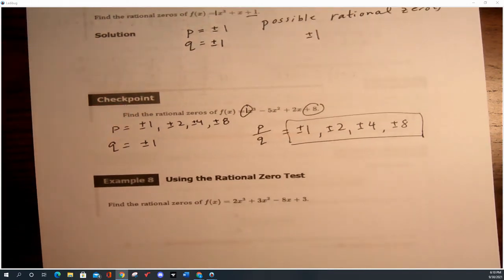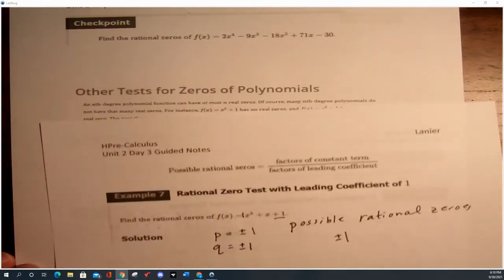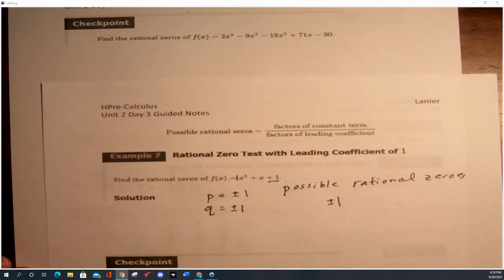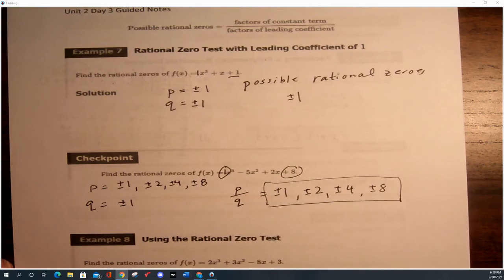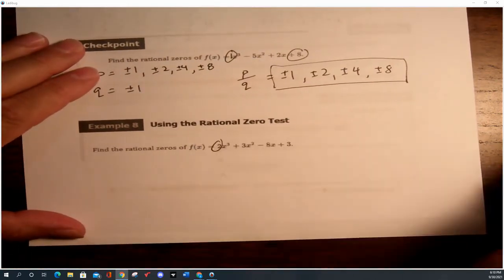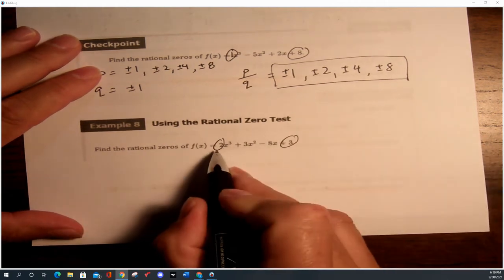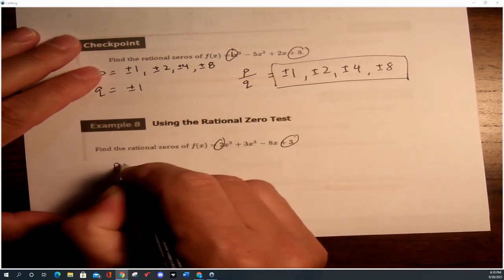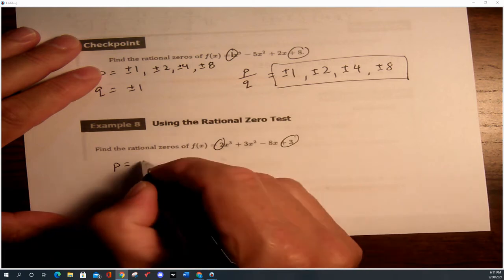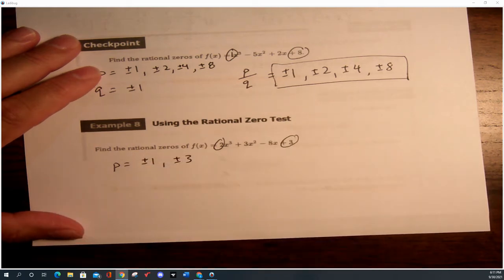Okay, so let's take this a little bit further. All right, so using the rational zero test, what we want to do first of all, this is the same thing again, but this time we have a leading coefficient of 2, and we have a constant of 3. So the only thing different is this. P represents all of my factors of 3, so that would be plus minus 1 and plus minus 3. Those are the only numbers that will divide into 3.